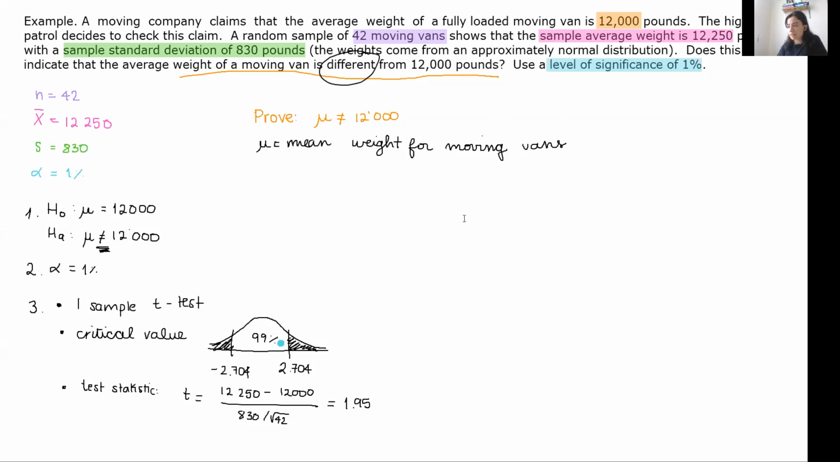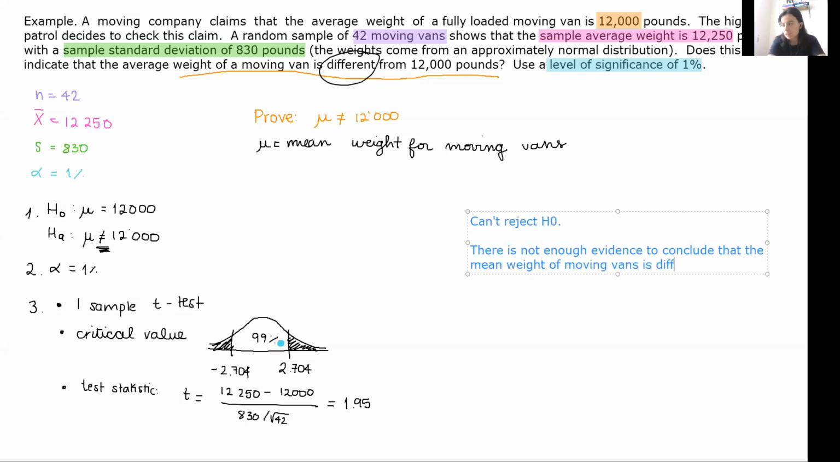Okay, so I'll just write that little blob over here concluding, and then you're free to go. So what we say is that we can't reject H naught, which means we can't say that that was not a reasonable assumption. We say there is not enough evidence to conclude that the mean weight of the moving bands is different than 12,000.